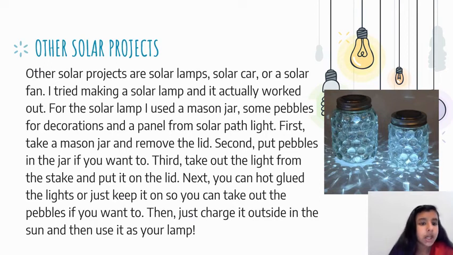Other solar projects. I tried making a solar lamp and it worked out. For the solar lamp, I used a mason jar, some pebbles for decoration, and a solar stake light. To make the solar lamp, I took the mason jar, removed the middle disc from the lid, removed the solar light from the stake and pushed it through the open portion of the lid. And then I put the pebbles into the jar and screwed the lid back on.